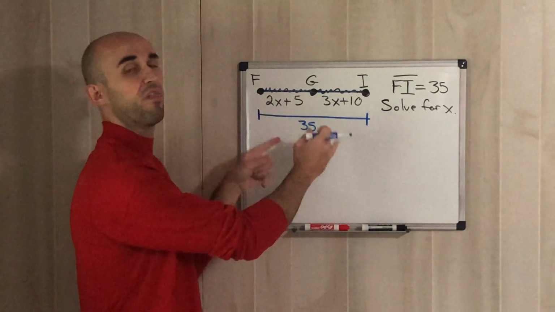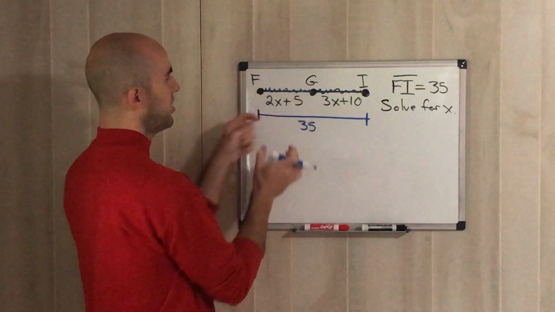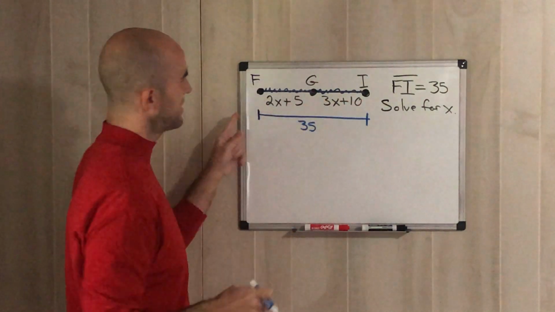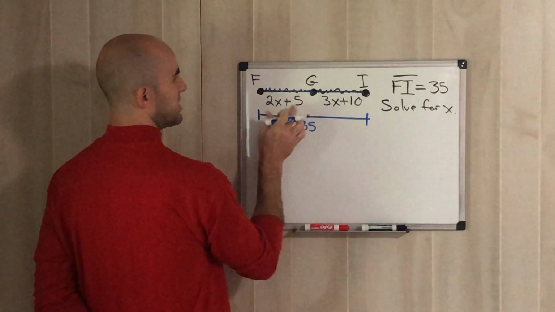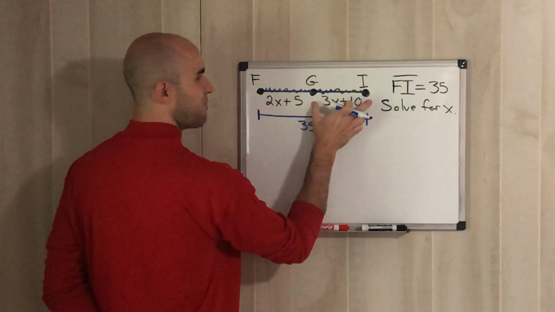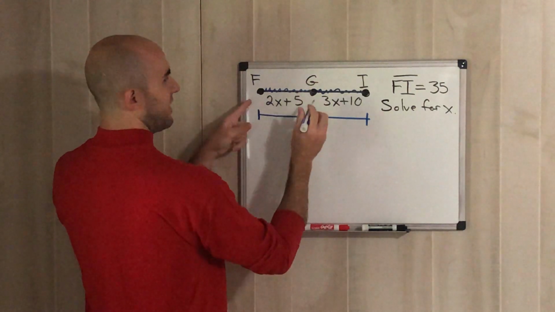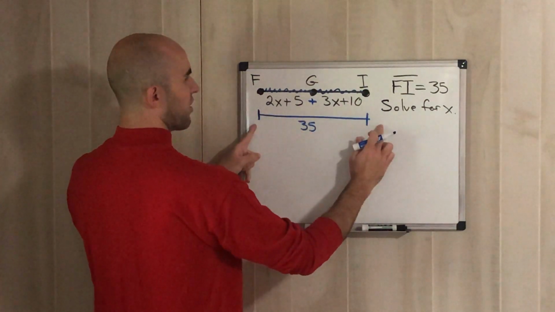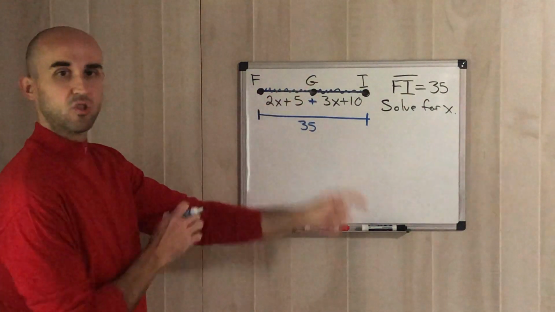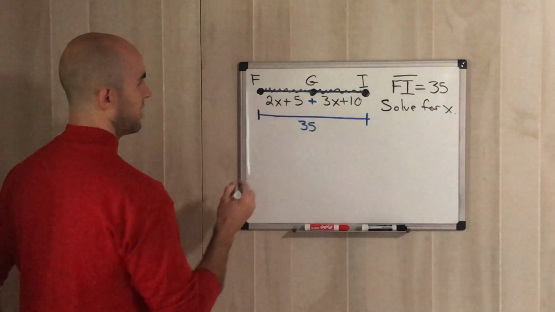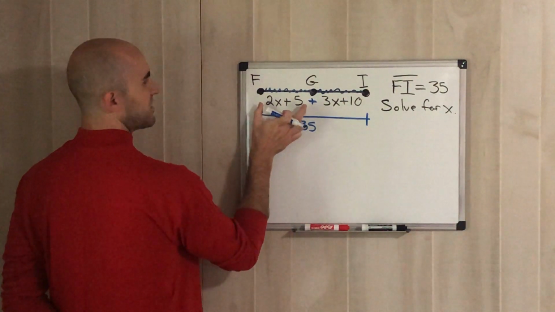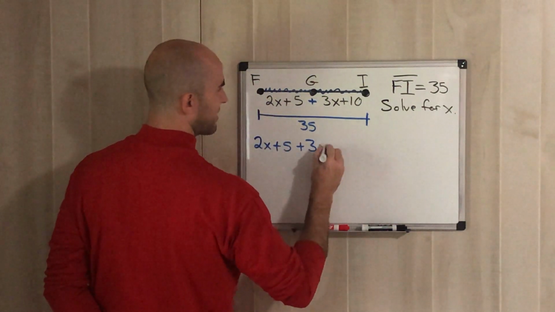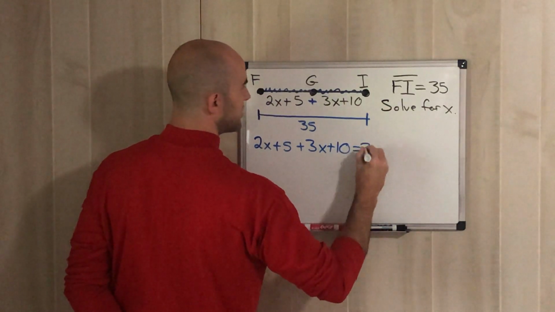So if we know what the whole thing is, we know that this part's 2x plus 5 and this part's 3x plus 10. Since we have the whole thing, you would say that this part plus this part equals the whole thing. That's all it is. One part plus another part gives you the whole thing. So all we're doing is just adding those two, and once you set those up, you set it equal to 35. So again, 2x plus 5 plus 3x plus 10 equals 35.